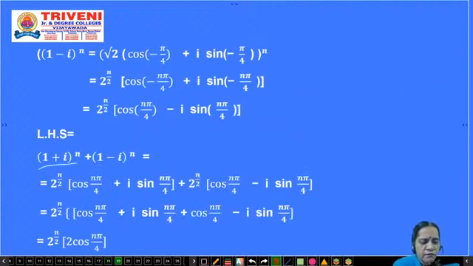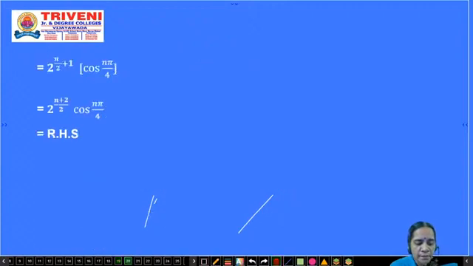Then we know the value of (1 plus i) whole power n and (1 minus i) whole power n. Take the common factor of 2 power n by 2. The i terms with minus and plus get cancelled here, giving 2 power n by 2 into 2 cos n pi by 4. Then, bases are equal, so powers must be added: 2 power n by 2 into 2 power 1, that is 2 power (n by 2 plus 1) into cos n pi by 4, which is equal to 2 power (n plus 2) by 2 into cos n pi by 4, that is equal to the RHS.